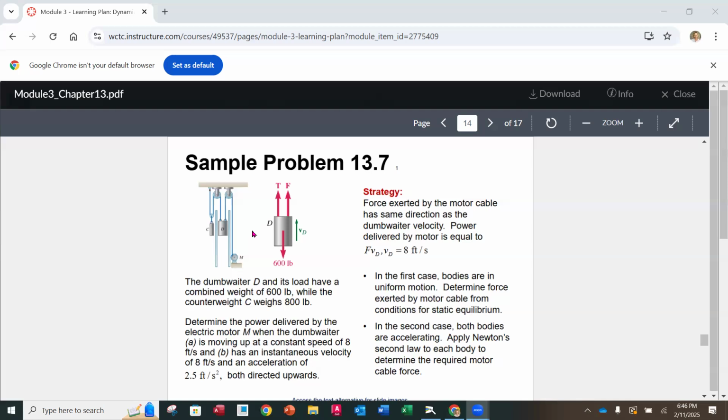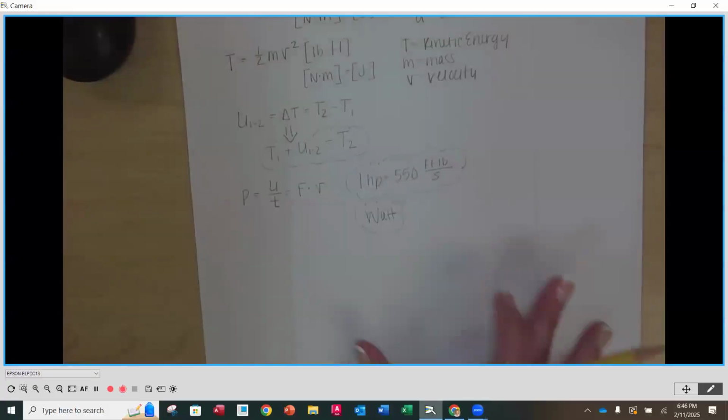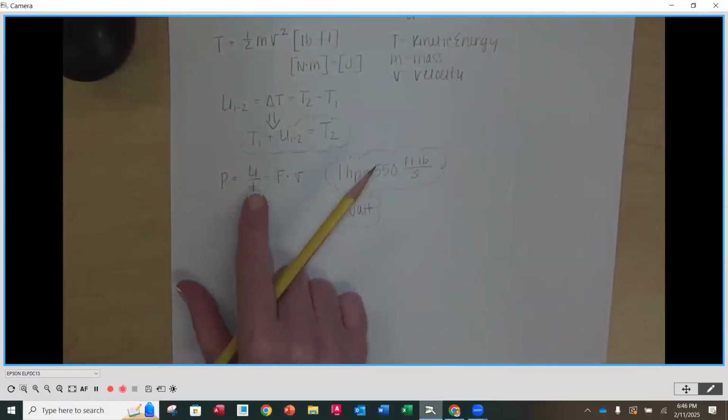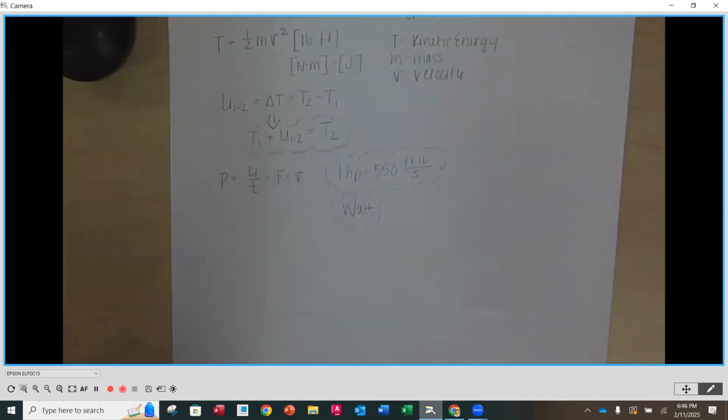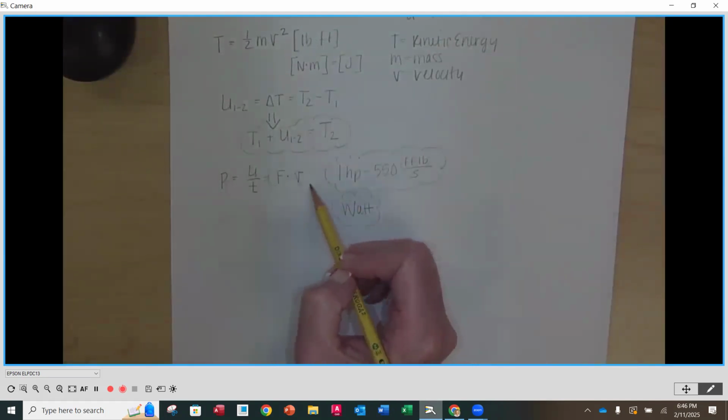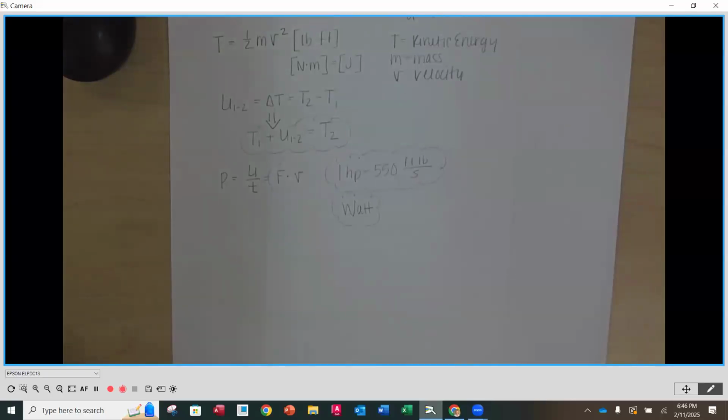Now, we're asked to find power. If we look back at our equation sheet, we wrote down that power is equal to work over time, or we can also write it as force times velocity. And this is the form that we're going to see here in this problem. We're given a velocity and we need to find a force.